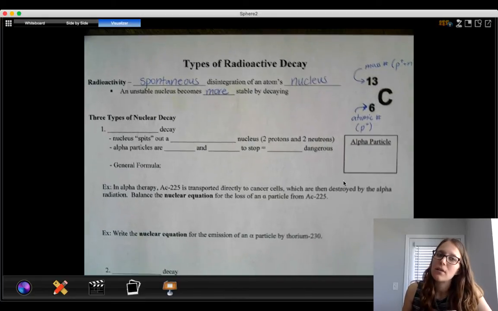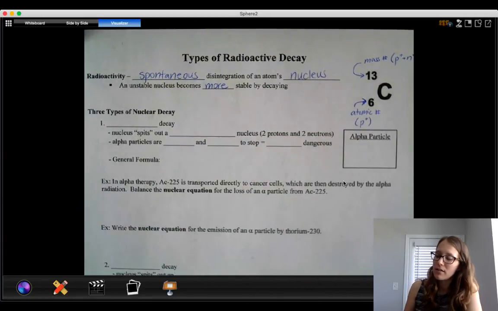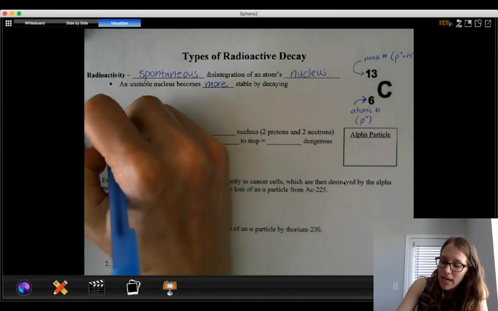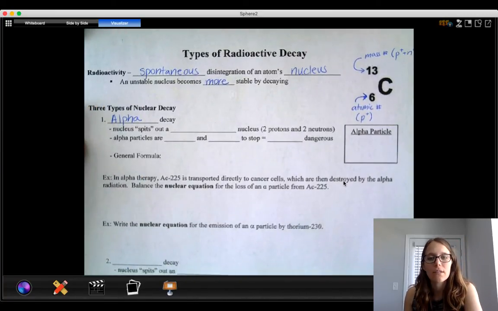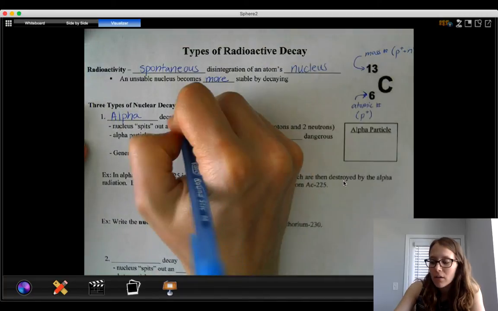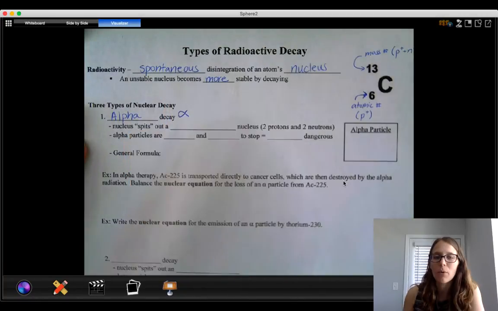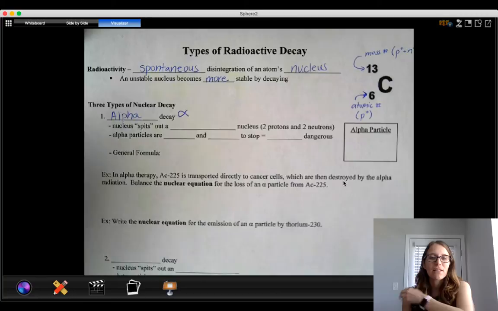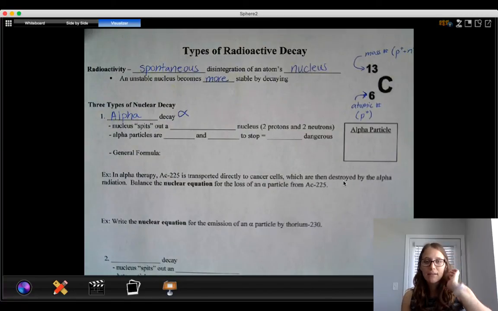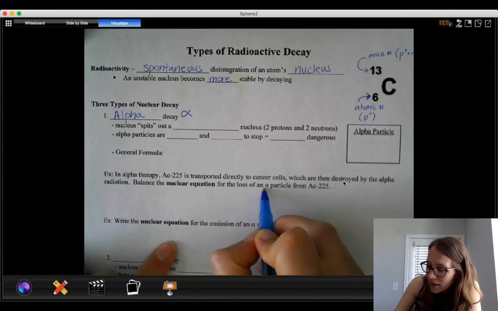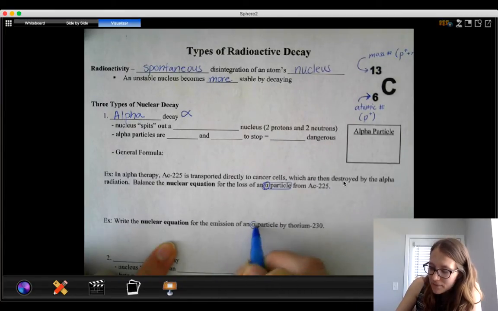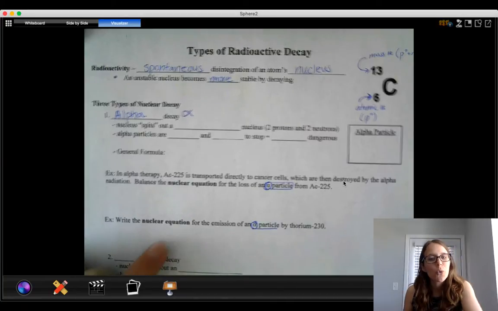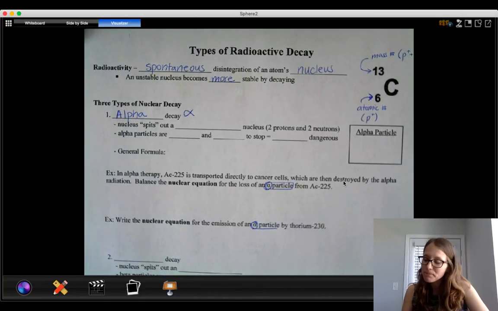From here, 3 types of nuclear decay. Our first type of nuclear decay is called alpha decay. This is named after the Greek letter alpha. It can be written kind of like this. That's the Greek letter alpha, so if you see that, that is what it means. I see it on here a couple times. This is that alpha symbol right here. It's just a shorthand way of writing alpha.